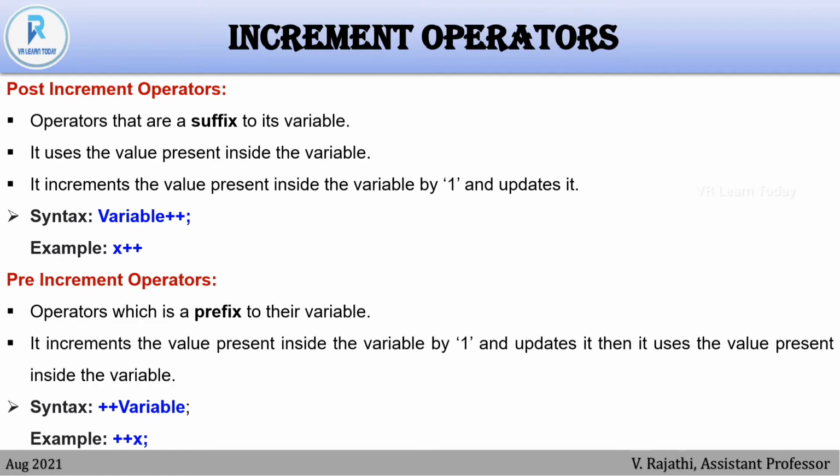In the same way, the pre-increment operator is an operator which is a prefix to the variable. It increments the value present inside the variable by 1 and updates it, and then it uses the value present inside the variable. So the syntax is plus plus variable, and the same example is plus plus x, where x is the variable name.